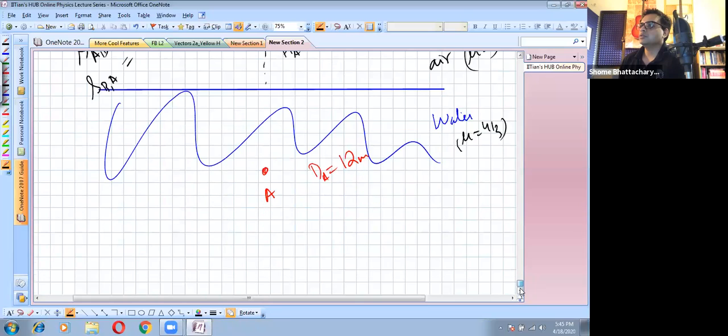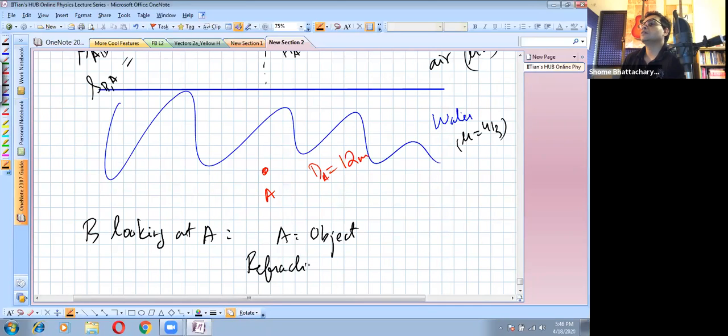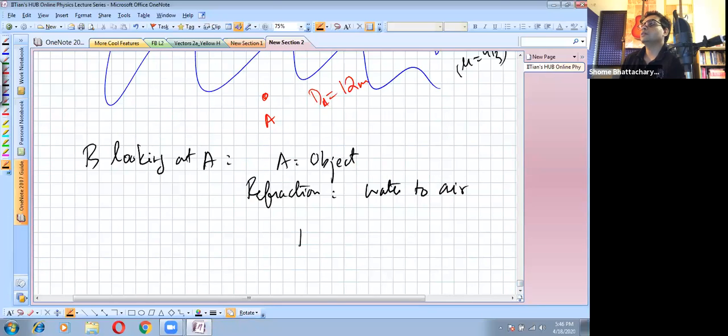Okay. So here if you see B looking at E. So E is the object. So the refraction is from water to air. So the apparent depth of E below the water surface will be the real depth of E below the water surface divided by refractive index of water with respect to air. So it should be 12 meters divided by 4 by 3. So it should be how much? It should be 9 meters.